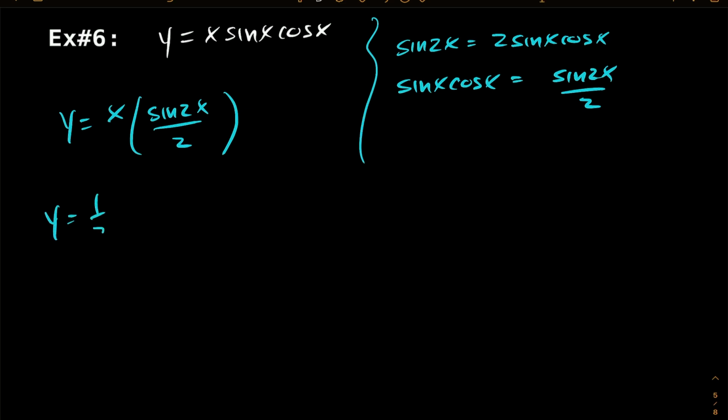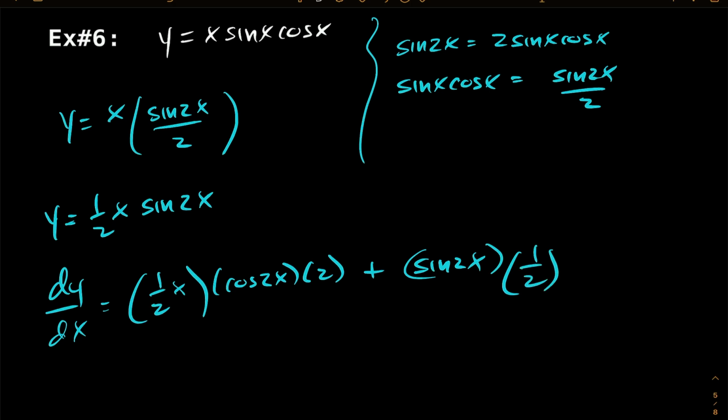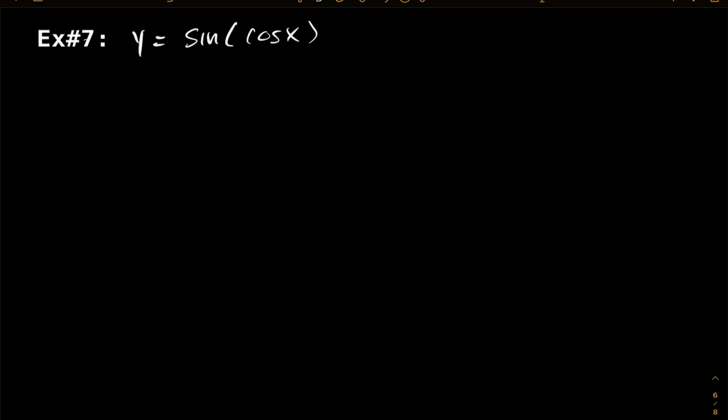So making this a little easier to read, we have y equals 1/2 x times the sine of 2x. So now if I want to go ahead and take dy dx, you're going to do your first times the derivative of sine of 2x, which is the cos of 2x times the derivative of the inside, which is 2, plus your second term, sine of 2x, times the derivative of 1/2 x, which is a half. Cleaning this up here, we get dy dx is going to equal x cos of 2x plus 1/2 the sine of 2x.